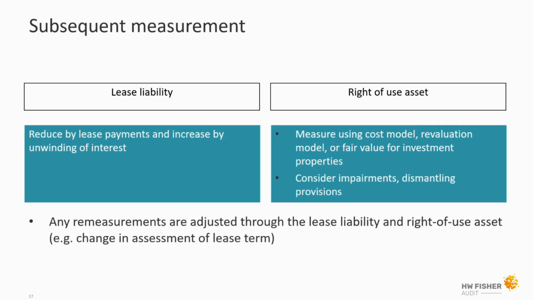So any remeasurements are adjusted through the lease liability and the right of use asset. So you've got to revisit it, but in a simplistic way, that lease liability will be reduced by the amount that we pay out, but increased by any unwinding interest as we bring that in. And the right of use asset in a cost model is likely just to be depreciated on a straight line basis over the life of the lease.